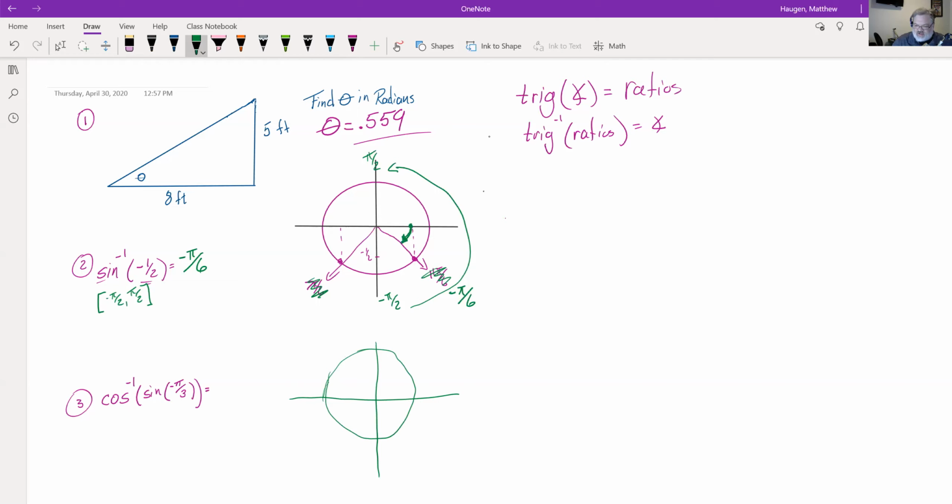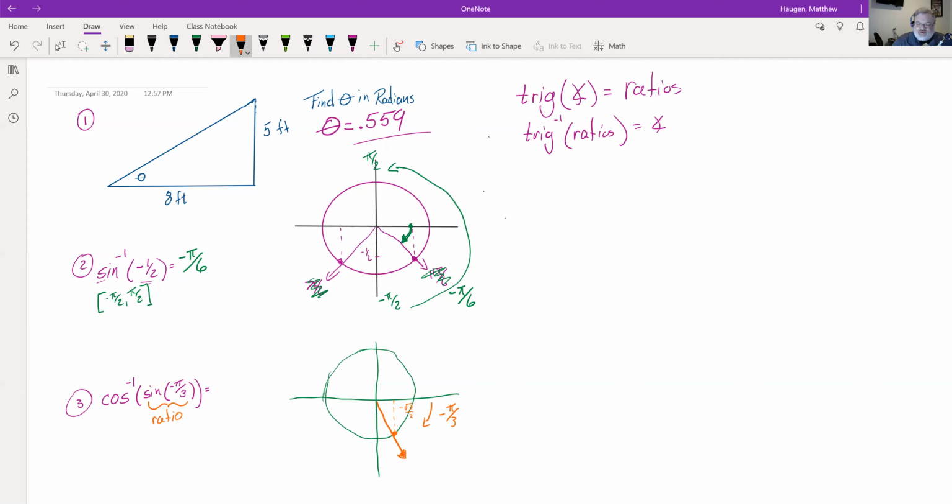So negative pi over 3 is down here. Negative pi over 3. So that yields a particular answer for sine. So this again is an angle. That angle's going into the sine function, so this is going to output some ratio. Now, luckily, because the sine of negative pi over 3 is one of our standard angles, we know what that ratio is. We know that ratio for this particular angle is negative square root of 3 over 2, right? So we could even just say negative square root of 3 over 2.